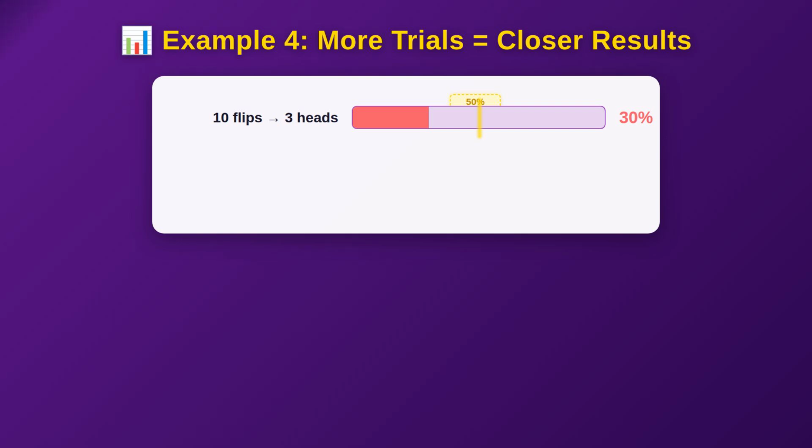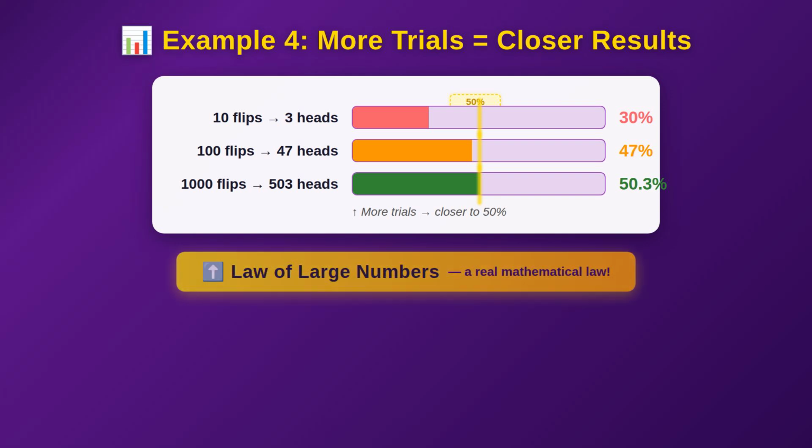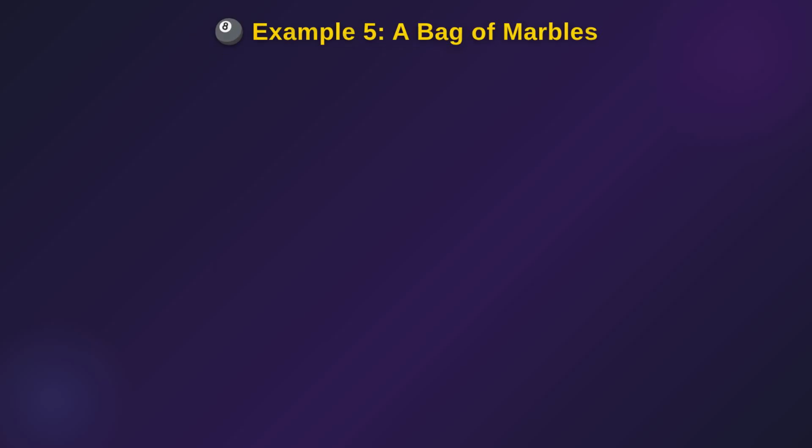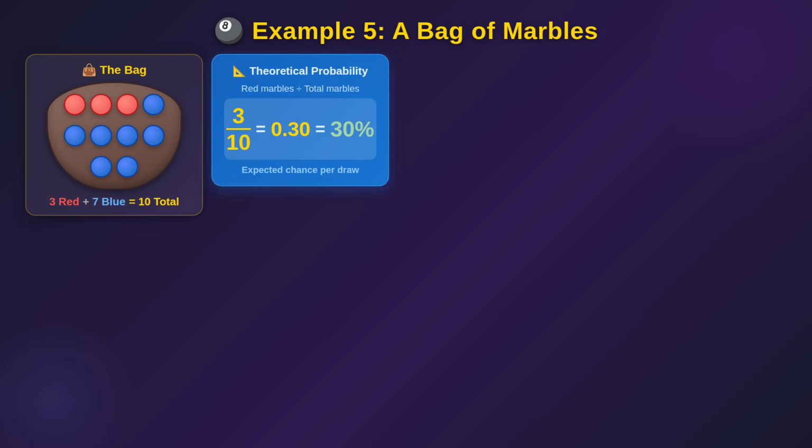Here's the most important idea in all of probability. Maya flips a coin just 10 times and gets 3 heads. That's an experimental probability of 3/10, or 30%. Then she flips it 100 times and gets 47 heads. Experimental probability of 47 hundredths, or 47%. Finally, she flips it 1,000 times and gets 503 heads. That's 503 divided by 1,000, which equals 0.503, or 50.3%. Look at that trend. As the number of trials increases, the experimental probability gets closer and closer to the theoretical value of 50%.